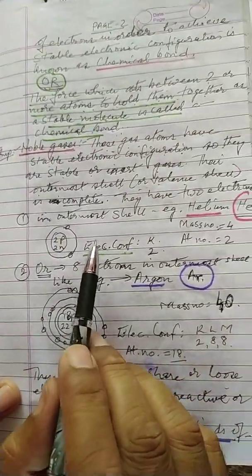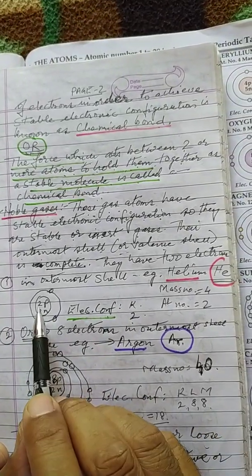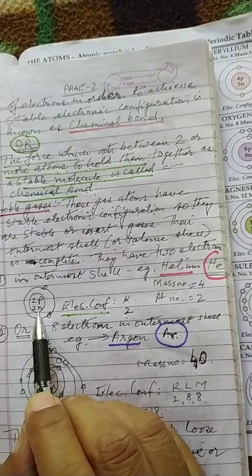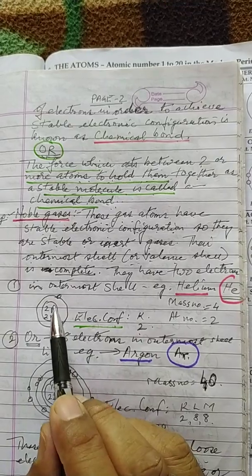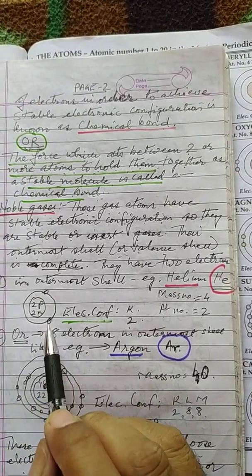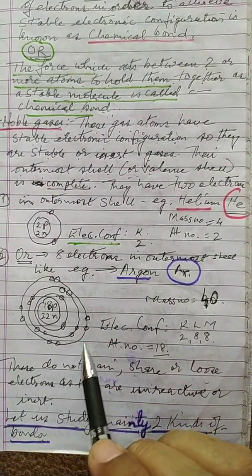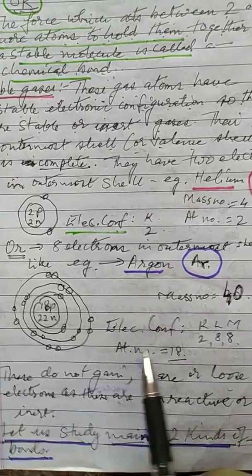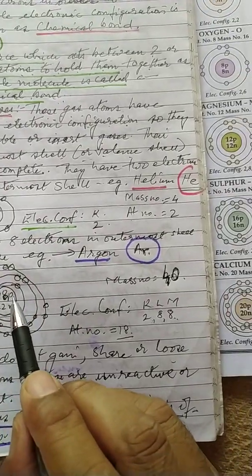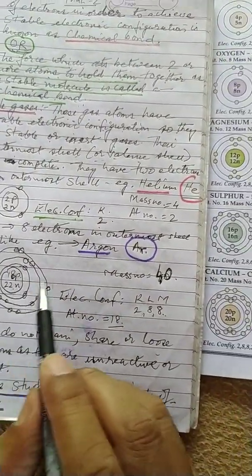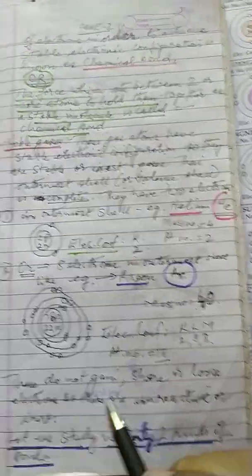So we see here that in helium we have atomic mass 4 because of 2 protons and 2 neutrons added together, and we have atomic number 2, which is the complete number of electrons that can be accommodated in the innermost shell. Now looking at argon, this also has a complete electronic configuration because it has 2, 8, 8. In this there are 18 protons and 22 neutrons, which together make mass number 40, and the atomic number is 18.